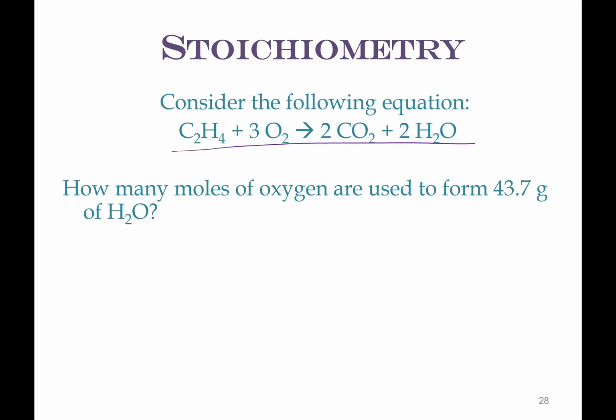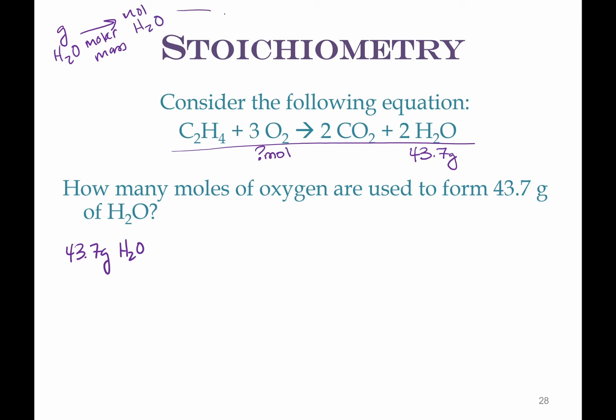Give it a try. How many moles of oxygen are used to form 43.7 grams of water? So we're going to start with the 43.7 grams of water. So we're going to start with grams of water. To go from grams, you need molar mass, to go to moles of water. Because once we're in moles, the world is our oyster and we can do anything we want. Then we use the mole ratio to do what is requested and go to moles of oxygen.